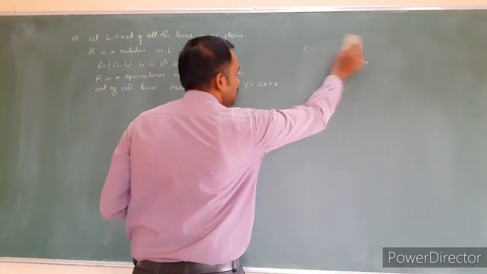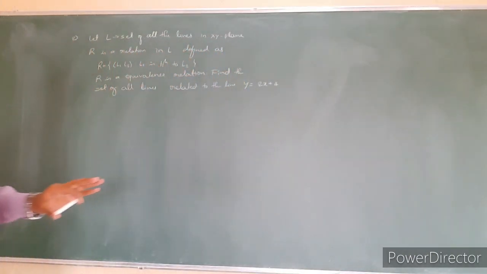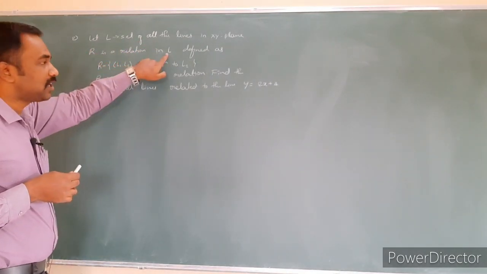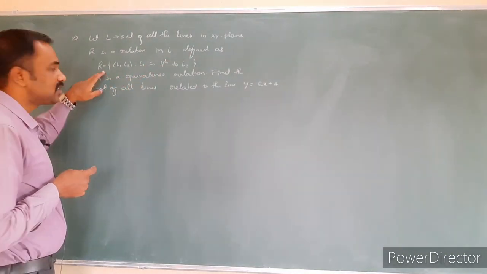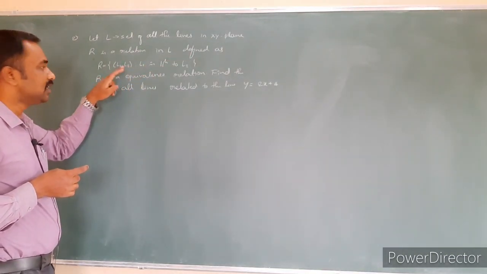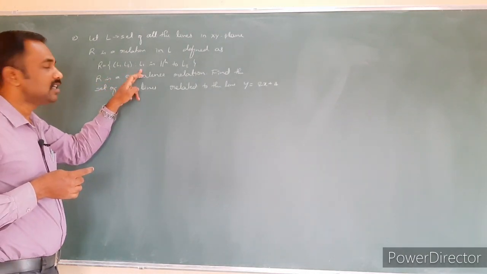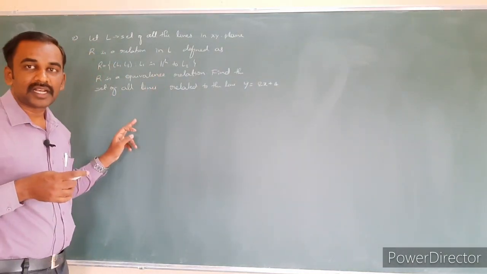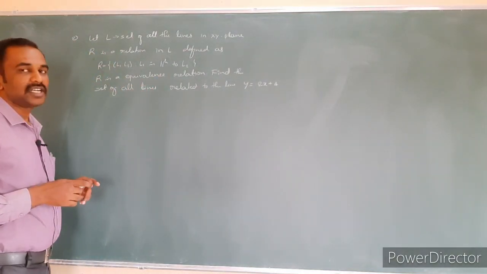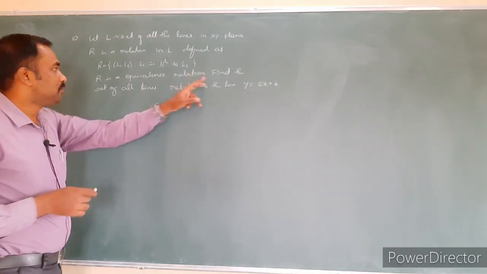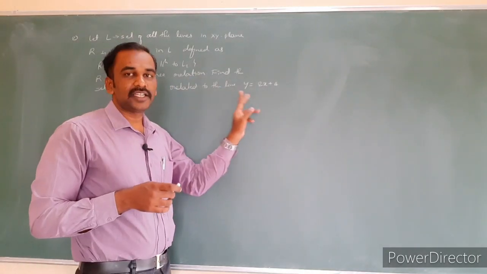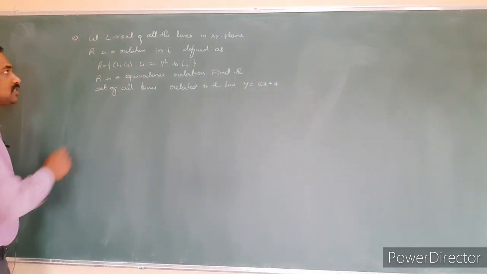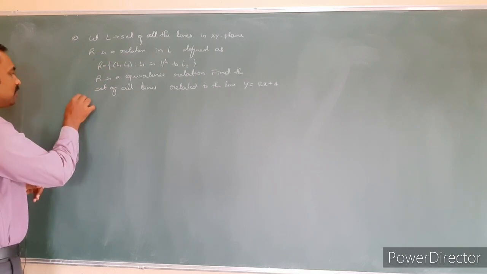Let L be the set which contains all the lines in the xy plane. Then R is a relation on that set L, defined as follows: L1, L2 are related in such a way that L1 is parallel to L2. We need to prove it is an equivalence relation. Apart from that, find the set of all the lines related to the line y = 2x + 4. First of all, let us prove that the given relation is an equivalence relation.